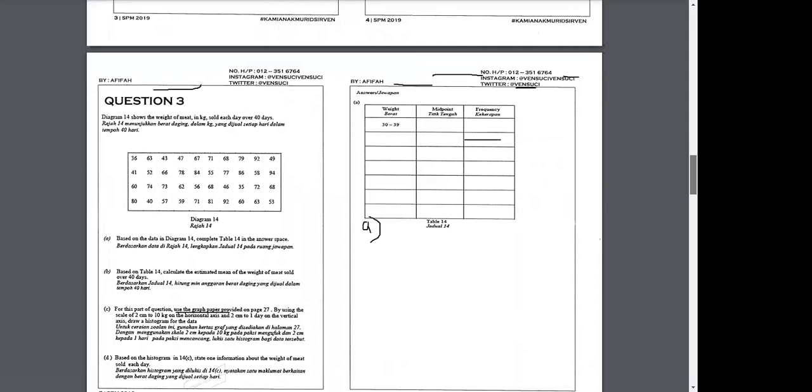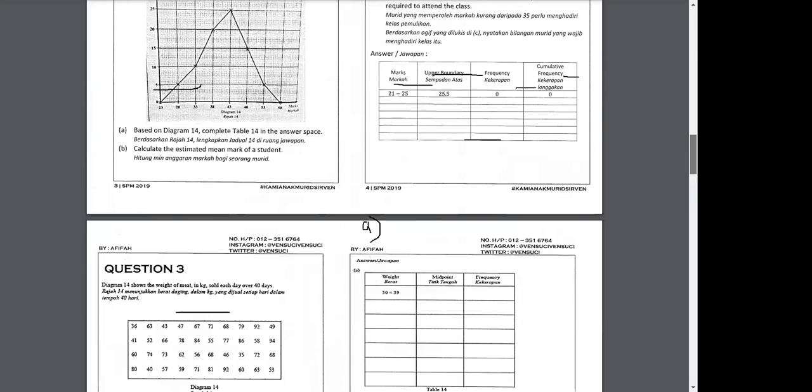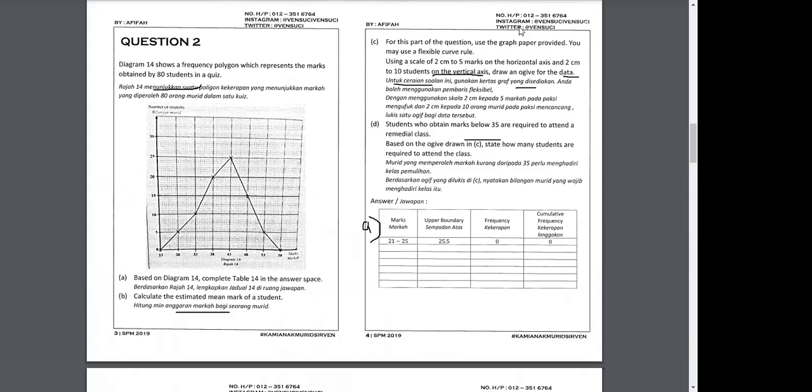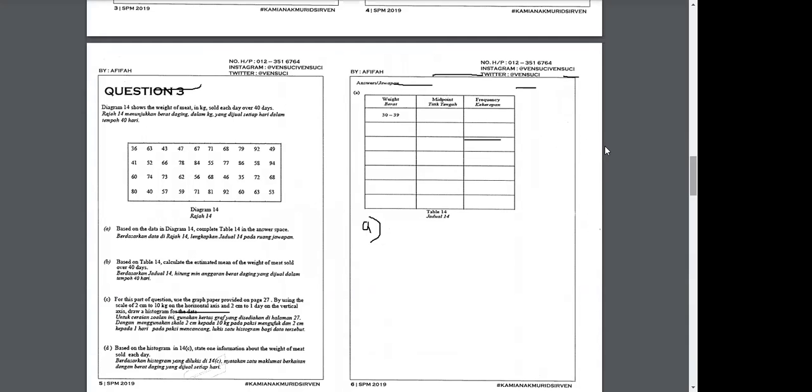So for the first one, they want you to count. They want you to fill in the table. It's the same thing. For A, it's the same thing, but this time you need to count. But before that, you have to fill in the weight first.